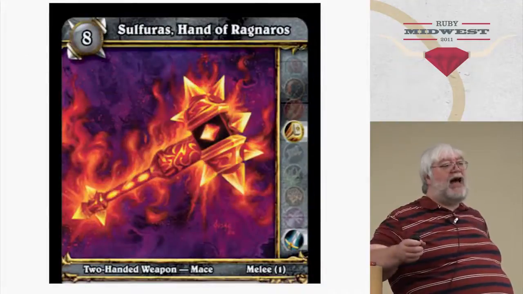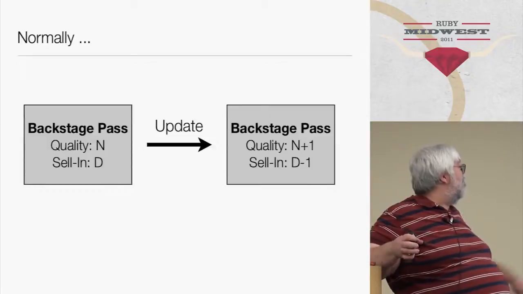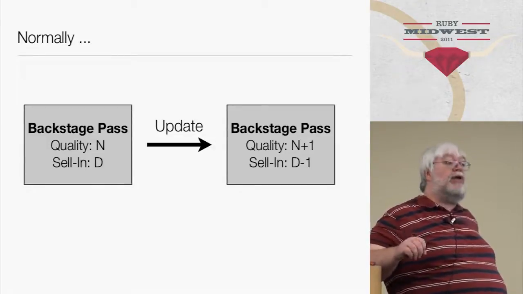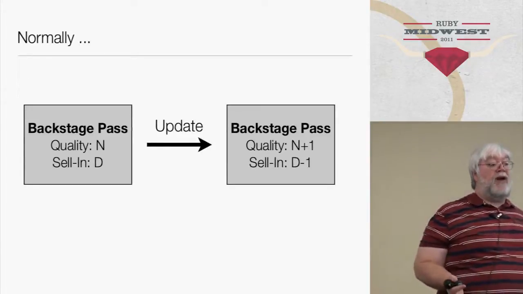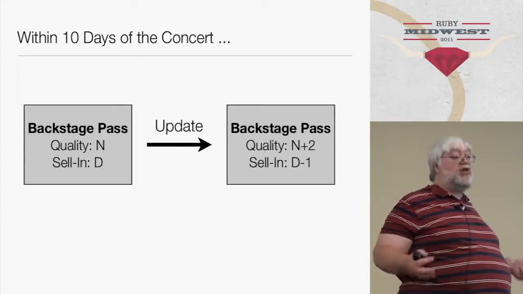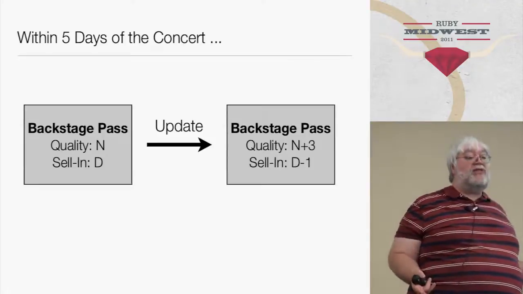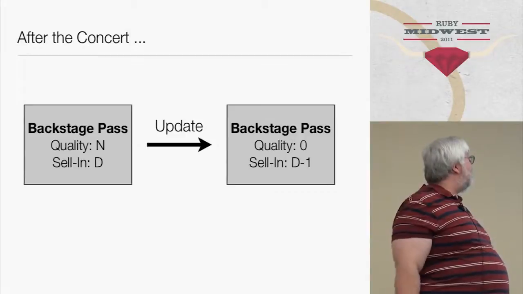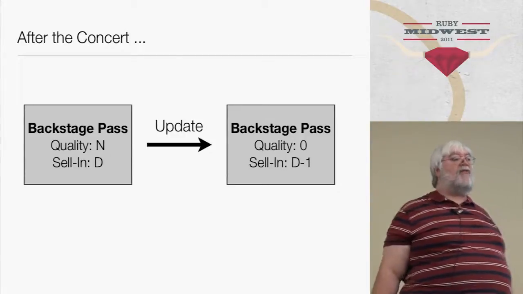Okay, the guy who put this kata together is obviously a World of Warcraft fan, because we've got some other references here. Here we have a backstage pass. Its quality goes up. The closer you get to the concert date, the more valuable the backstage pass is going to be. In fact, when you hit 10 days within the concert, it starts going up by 2, and when you hit 5 days before the concert, the quality starts going up by 3. However, after the concert, quality drops to 0 immediately. Not worth a thing after the concert.